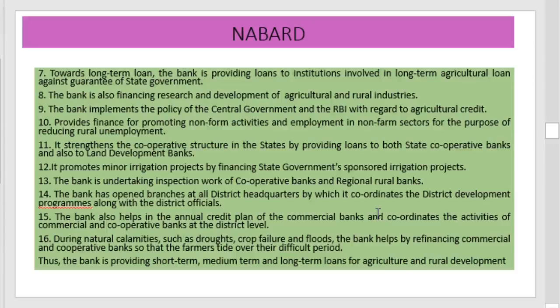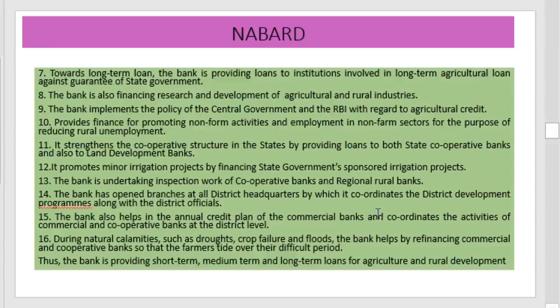Another one is that it strengthens the cooperative structure in the states. It strengthens the cooperative structure in the state by providing loans to both state cooperative banks and land development banks. That is, cooperative structure development is also one of the important functions. Then another function is that it promotes minor irrigation projects by financing state government sponsored irrigation projects.